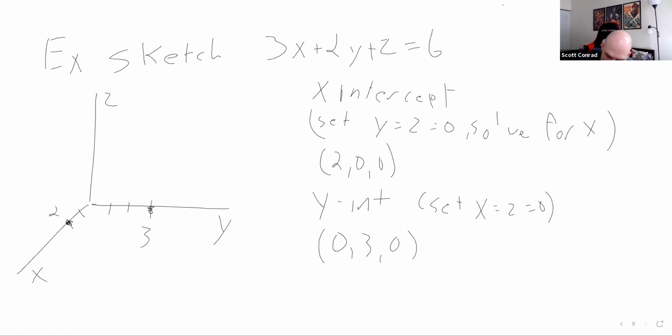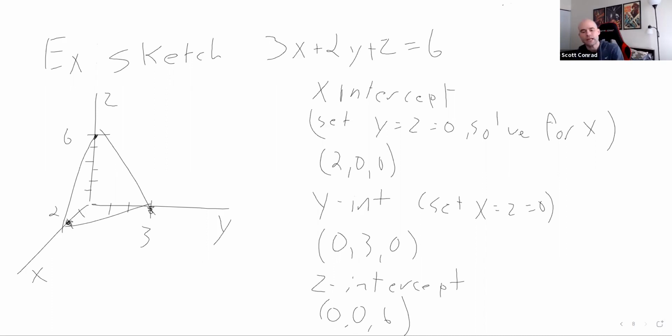And then the z-intercept is 0, 0, 6. So connect those guys. That's a piece of our plane lying in the first octant. And we can ask several things about this, but that's how you would sketch these. As long as you know how to sketch these, you should be able to work out those problems.